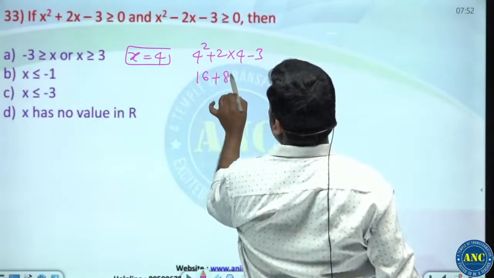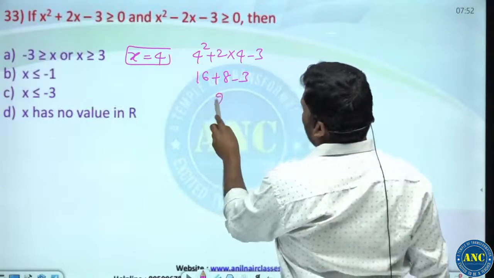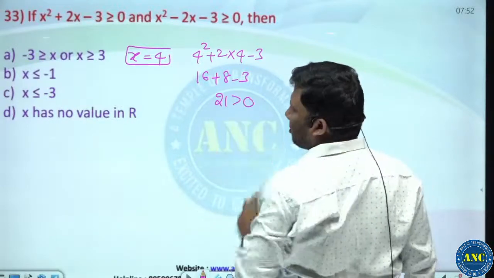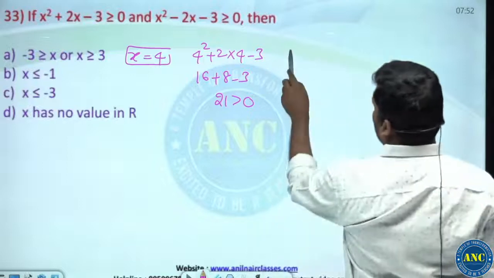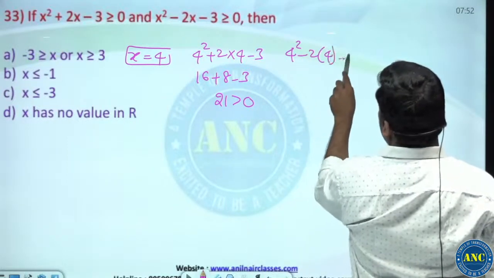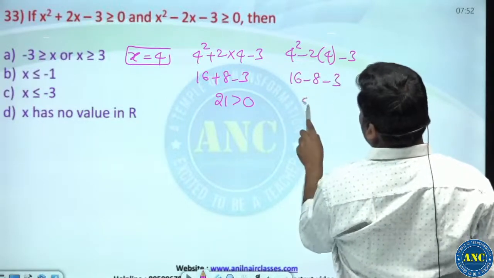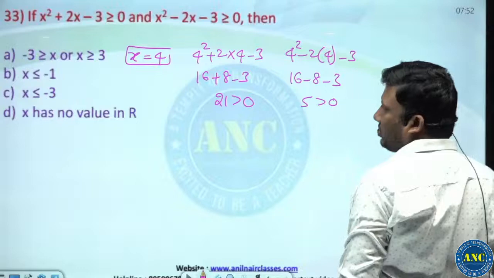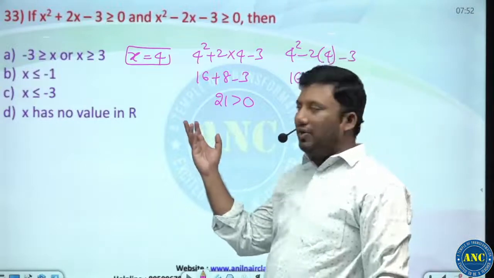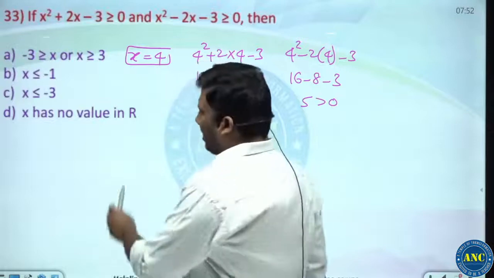16 plus 8 minus 3, 24 minus 3, 21. 21 is greater than 0. Satisfying. Next one it is 4 square minus 2 into 4 minus 3: 16 minus 8 minus 3, 5 is also greater than 0. First itself is satisfying the equation. Let me check whether another value it is satisfying.